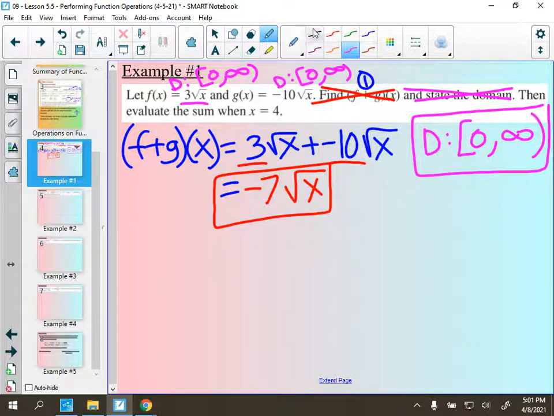Another kind of cool part: instead of going all the way back to the beginning and saying, all right, I've got to plug in a 4 here and a 4 here, we can use this one that we came up with. We did the sum already. Why do it all again?